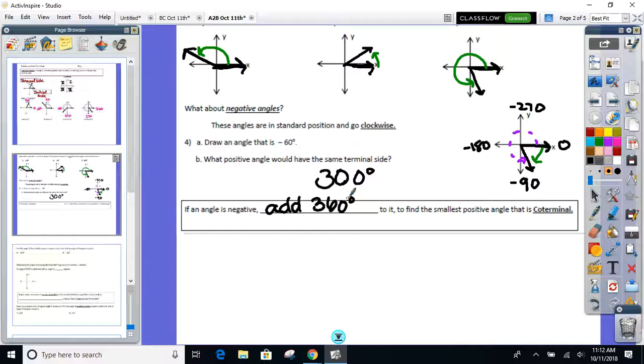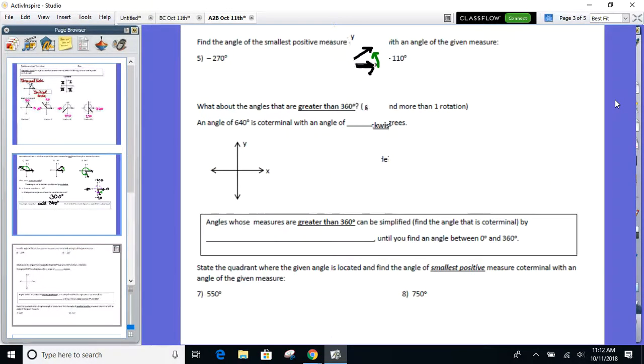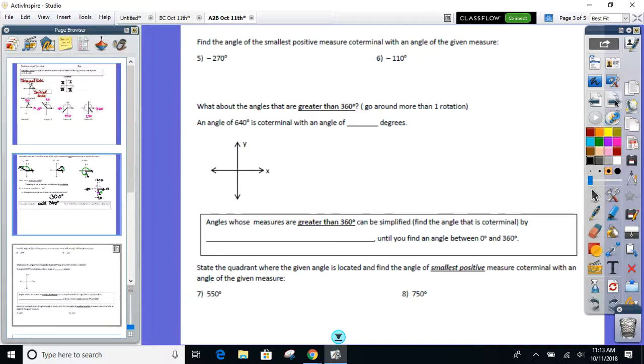Ask away here before it's going to start getting crazy here soon. Anything. All right, I'm going to give you guys probably 1:30 seconds right now. Find the smallest possible measure that's coterminal with that one. You do not have to graph it. So if you have a negative 270 degrees, name another angle that has the same terminal side.